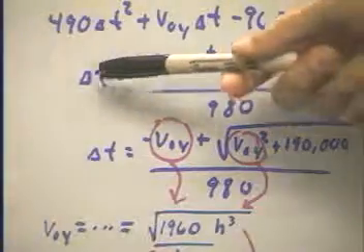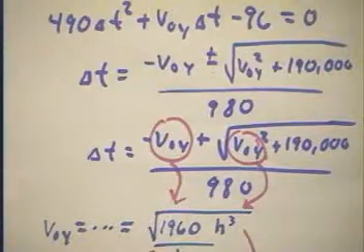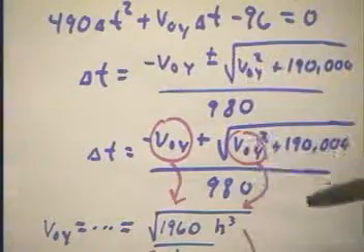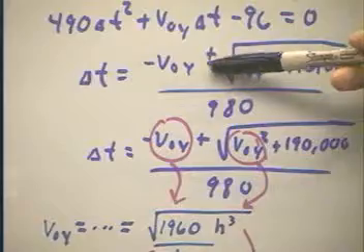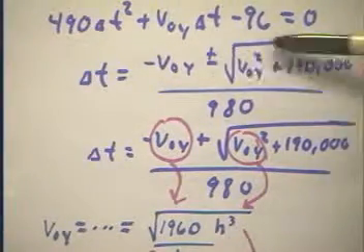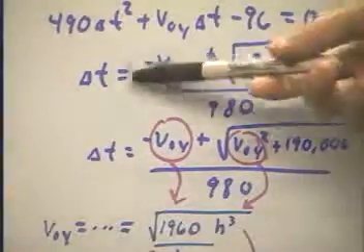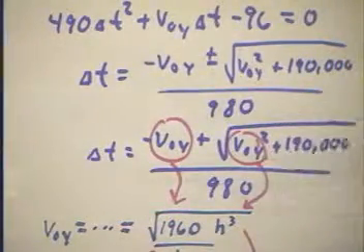Now, we get two delta t's, one for the plus and one for the minus. Which one do we use? Well, we use the one for the plus because we don't want a negative delta t. If we use the minus, we'd have a negative value here, minus the square root, which is going to be another minus, and we'd have a negative delta t. So hopefully, if we use the positive, we come out with a positive number.